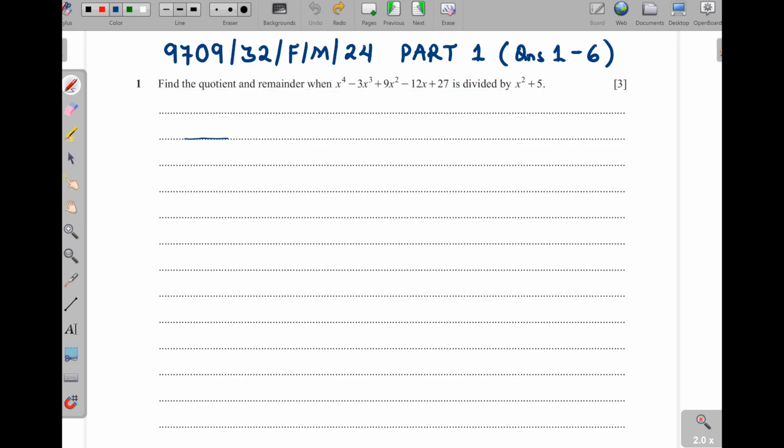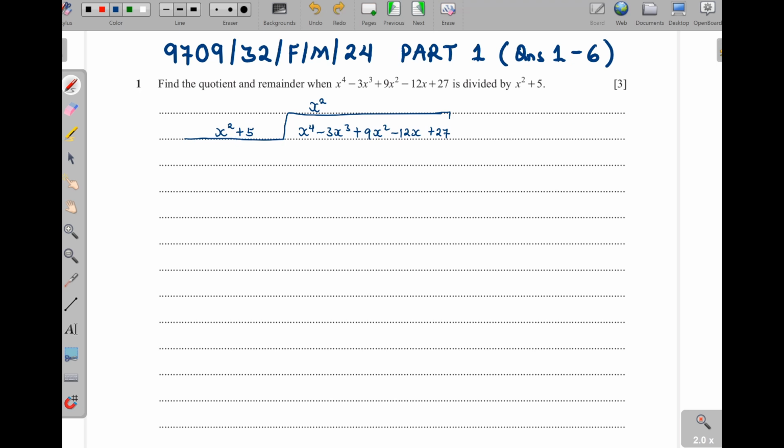Okay, so let us do this. We have x power 4, then minus 3x cubed plus 9x squared minus 12x, and then plus 27. Then we have x squared plus 5 here. All we have to do is divide the first with the first, then the rest we multiply. So x power 4 divided by x squared gives us x squared, so I write it up here.